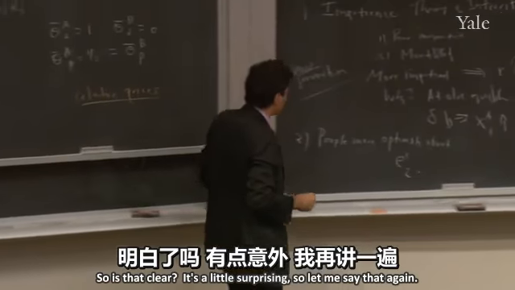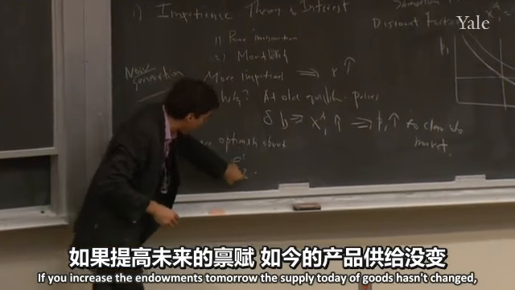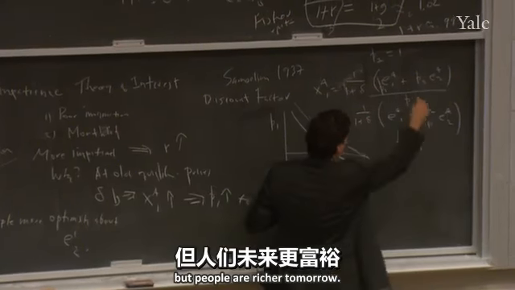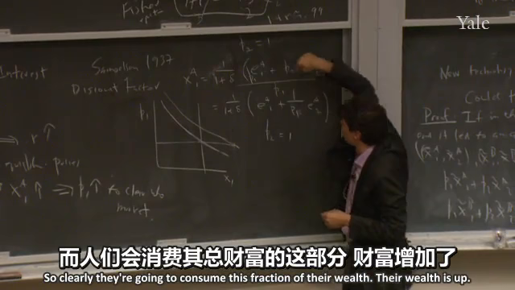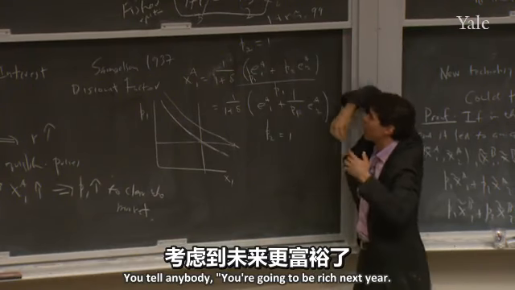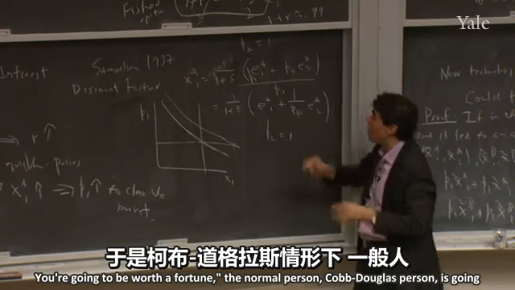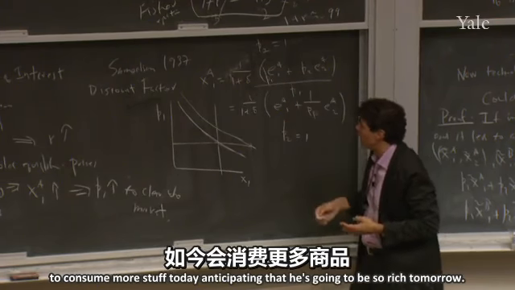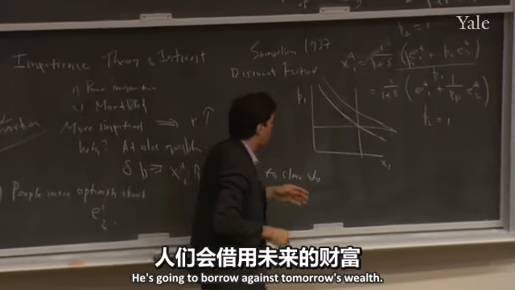But let me say that again. If you increase the endowments tomorrow, the supply today of goods hasn't changed, but people are richer tomorrow. So clearly they're going to consume this fraction of their wealth. Their wealth is up. You tell anybody, you're going to be rich, next year you're going to be worth a fortune. The normal Cobb-Douglas person is going to consume more stuff today, anticipating he's going to be so rich tomorrow. He's going to borrow against tomorrow's wealth.